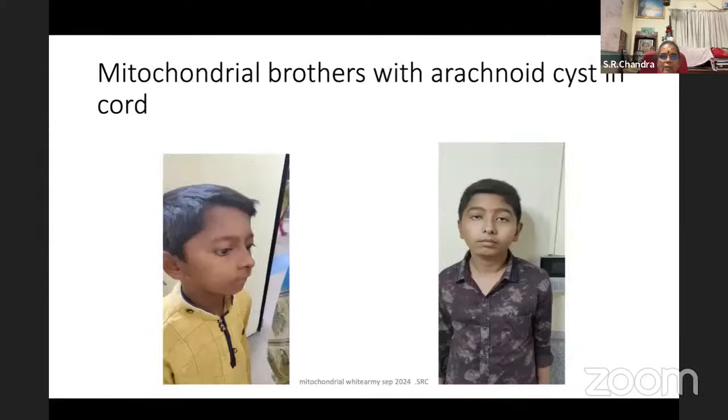And these are another 2 brothers. This exertional dyskinesia in mitochondrial disease, we described for the first time in the literature. Same thing with this also.